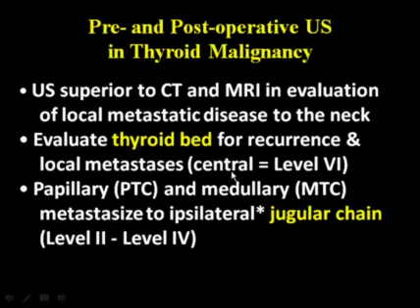So what we need to do in this patient population is evaluate the thyroid bed for recurrence and local metastases. The thyroid bed is also called the central compartment and is also called level 6. Papillary thyroid cancer and medullary thyroid cancer will metastasize to the ipsilateral jugular chain, and the jugular chain of nodes includes levels 2 through 4.